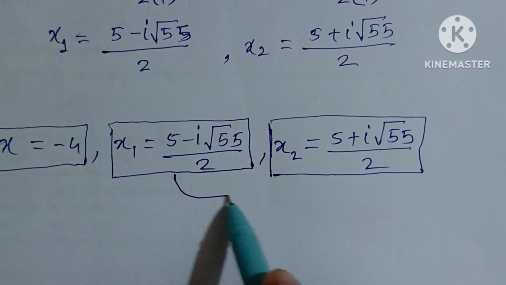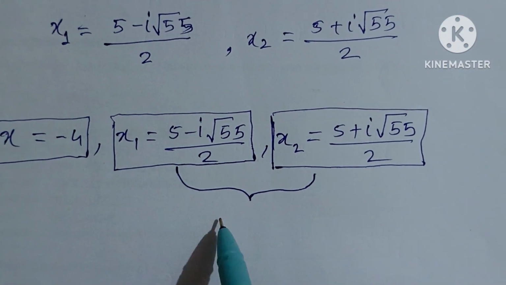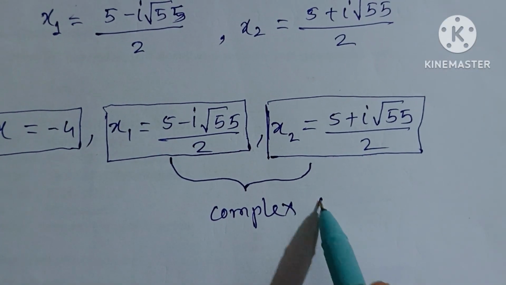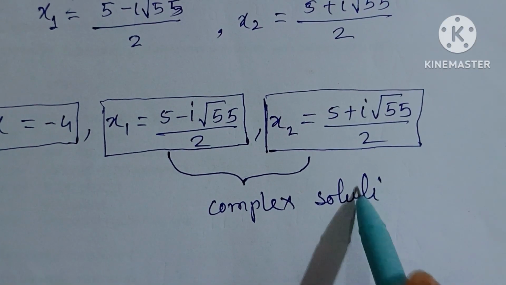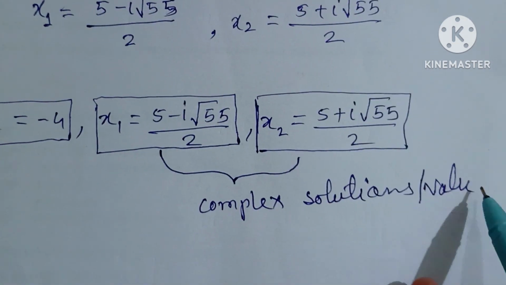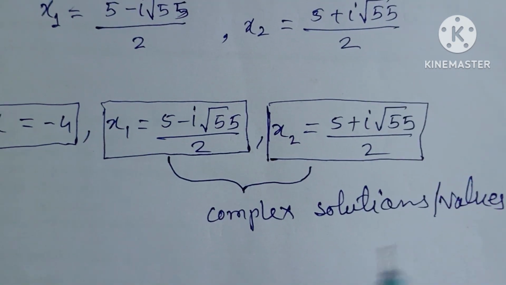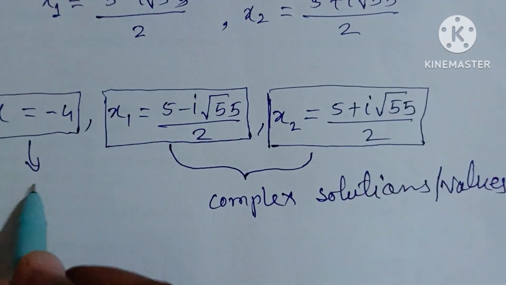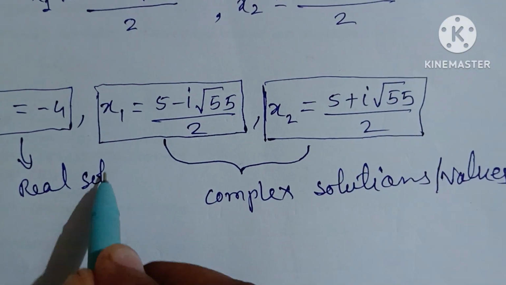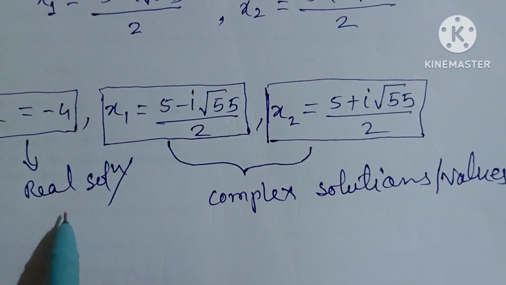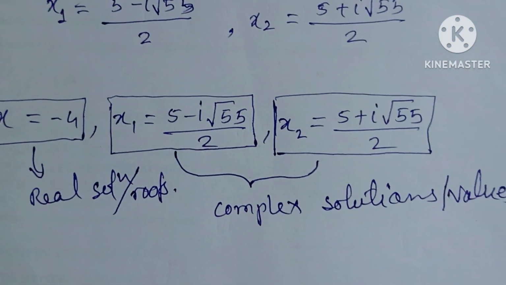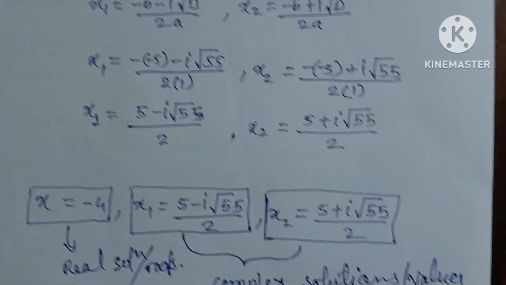These are the two complex solutions, or values, and this is the real solution or real root. Okay. See once recap.